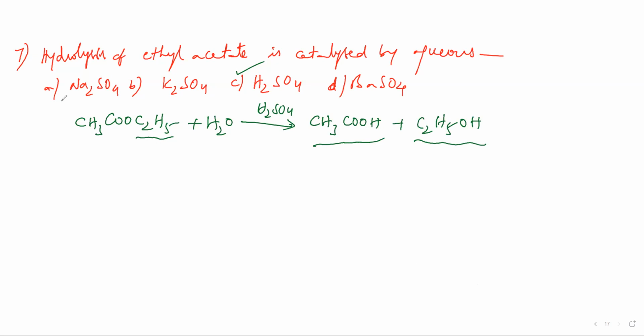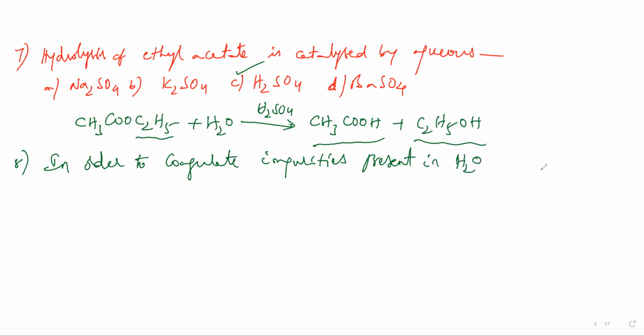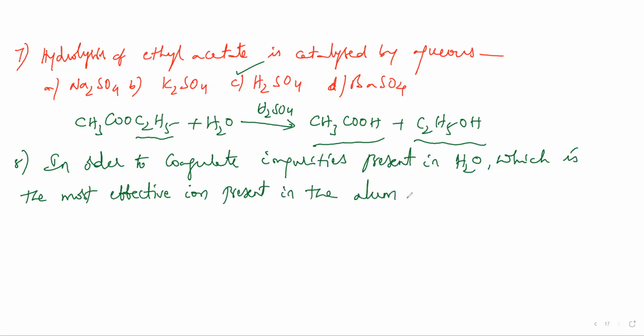In order to coagulate the impurities, next question. In order to coagulate impurities present in water, which is the most effective ion present in the alum compound? Options are potassium ion, sulfate ion, aluminum ion, last one, none.